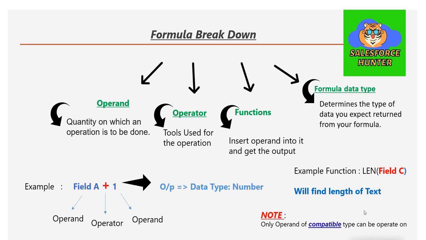Keep one note in your mind: whenever you are working on formulas, only operands of compatible type can be operated on. What does it mean? Suppose field A is a number field, and suppose instead of 1 we have a text value. We can't add a number and a text. They can't be added together because they are not compatible, so we can't do that operation and we will get a syntax error here.